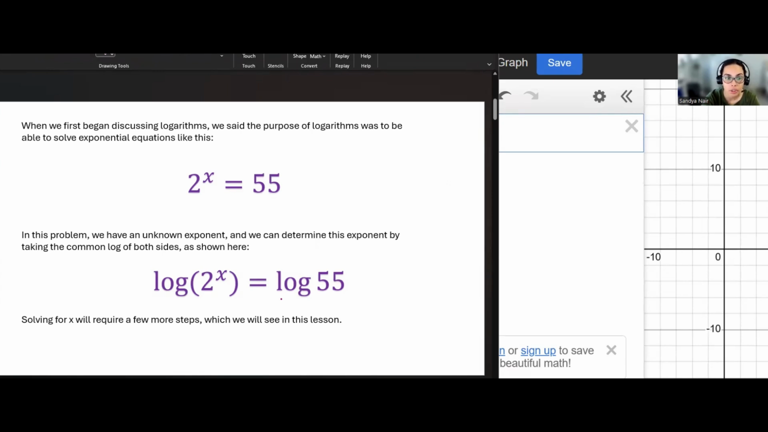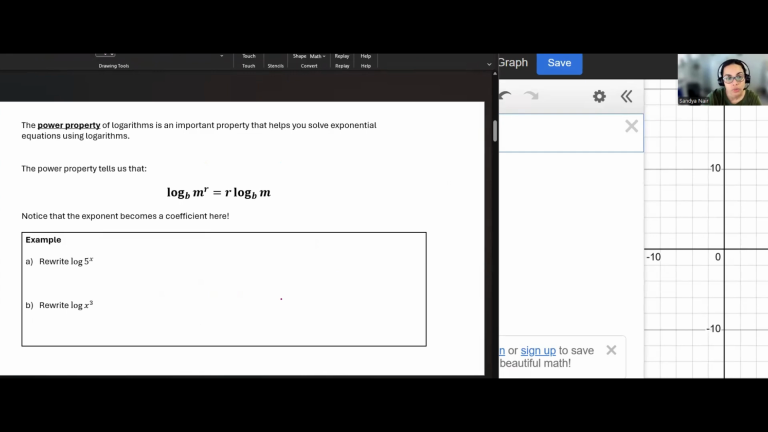That's going to give us the equation log of 2 to the x equals log of 55, and we can now solve this equation for x. That's going to require a few more steps, which is what we're going to go over in today's lesson. What we need to do in order to solve this is remember the power property of logarithms. This is a very important property that helps us solve these equations.